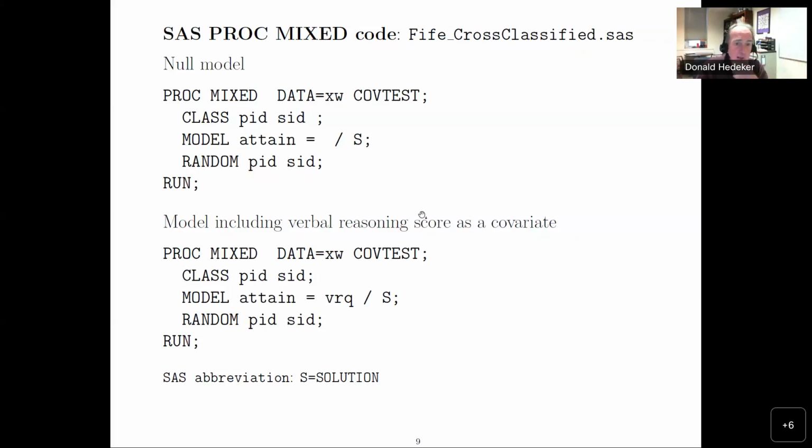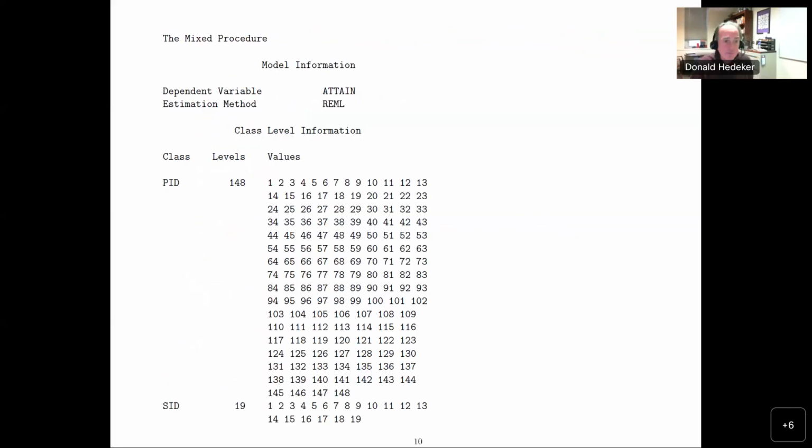Okay? Here shows if I add in covariates in SAS, it's just adding in things after the equal sign on the model statement. So that's very simple to do as well. So you can see here for cross-classified analysis, it's really a very simple adjustment to a hierarchical kind of modeling. And here shows what we'll get from this null model first in SAS.